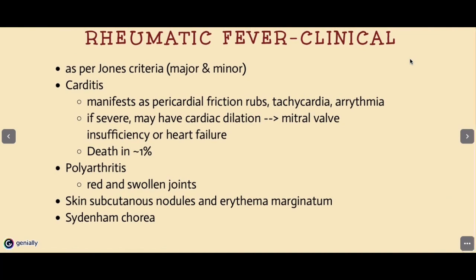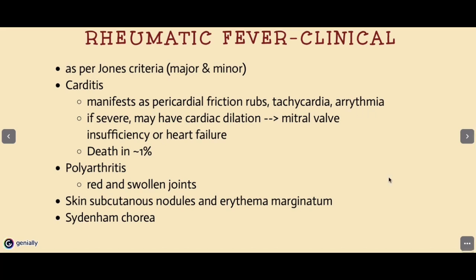So clinically, how do patients present? Easy way to think about it is as per Jones criteria. Okay, so the Jones criteria is quite a clinical thing anyway, so there are the major and the minor criteria in there. So they are the ones that are detected as clinical manifestations. So the first one is carditis. So carditis, as we mentioned earlier, is inflammation of the heart, so perhaps even up to all layers of the heart, pancarditis. So patients can manifest as pericardial friction rubs, tachycardia, arrhythmia.